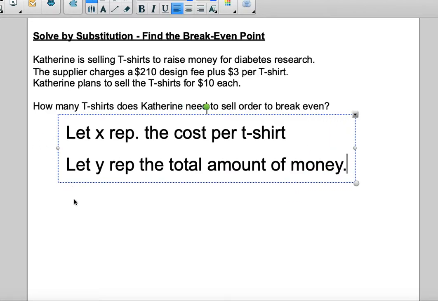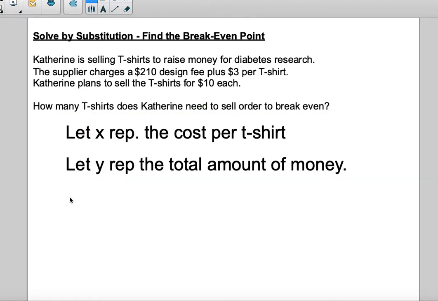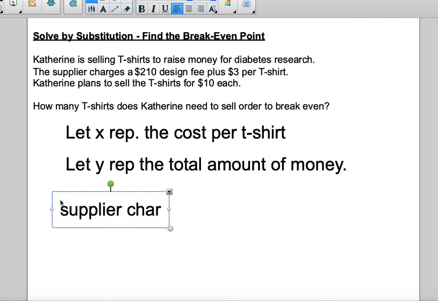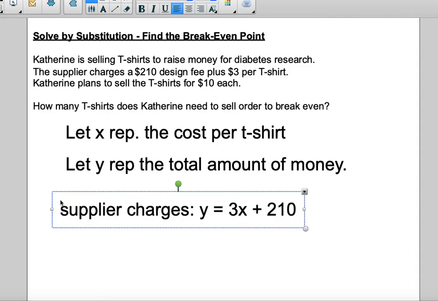So in order to solve by substitution, we need to come up with our equations. So the first equation would be the cost to design and get the t-shirts. So that first equation, we're going to look at the supplier charges. So in terms of y equals mx plus b, we know that the total amount of money that has to be paid is equal to $3 per t-shirt plus a $210 fee for design.